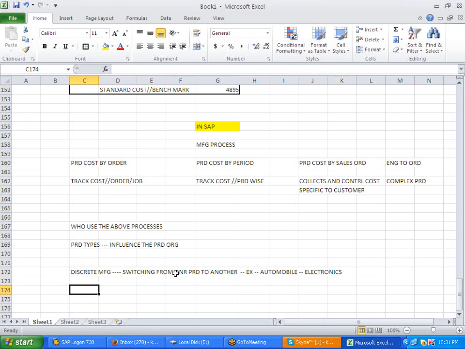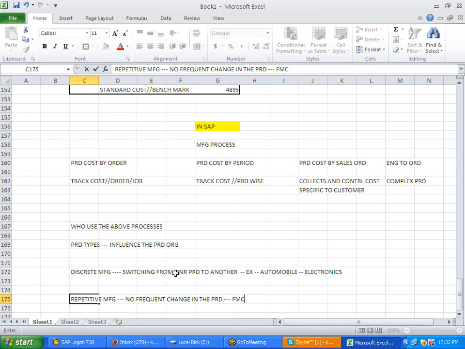Next, repetitive manufacturing. Heard about this word? Standard products, no frequent change in the product. Example, FMCG products, fast moving consumer goods, right? Soaps, Colgate toothpaste, there is no change. Cement industry, steel industry, right?